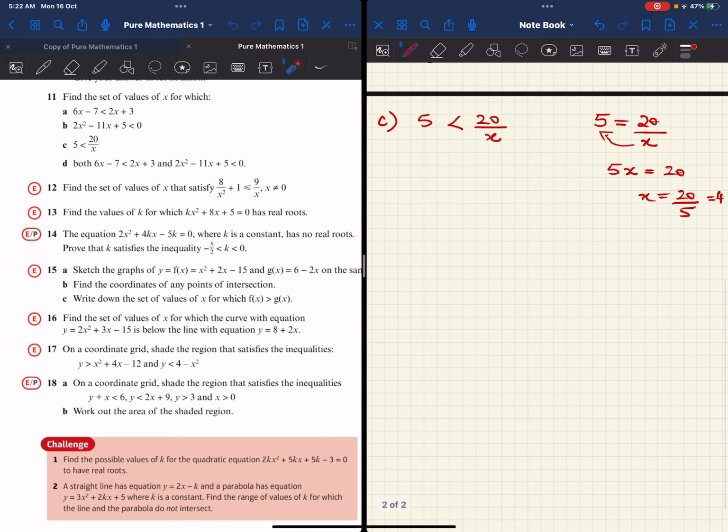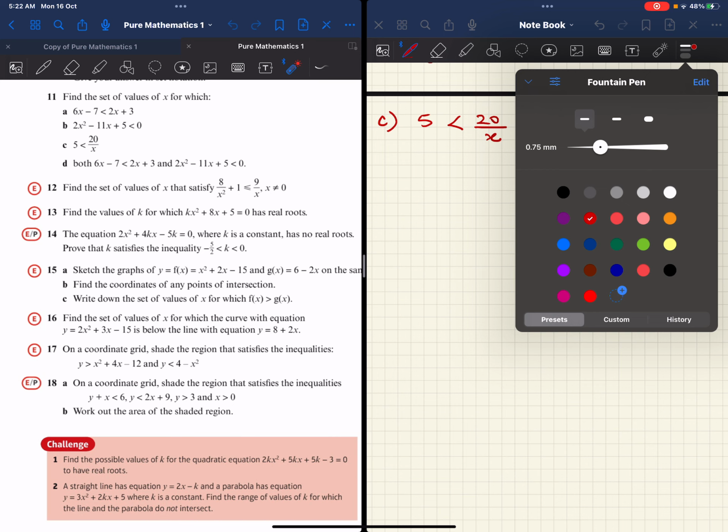But the problem here is we do not know the value of x. If x is negative, and if I'm taking it to the other side, and if I'm multiplying it, the sign of the inequality will change. So since I don't know the value of x, I cannot work it like this. So I have to do something else here.